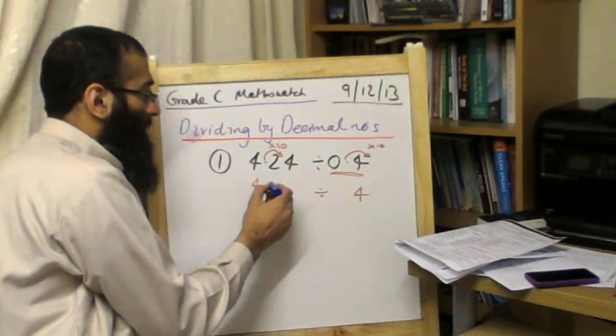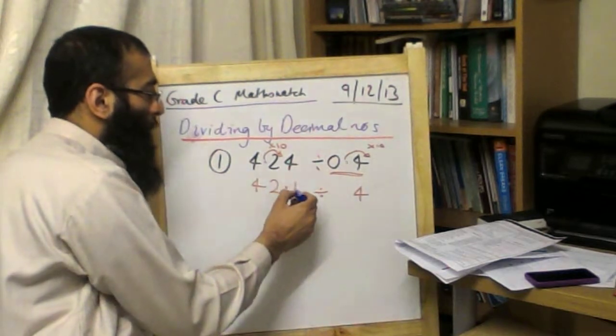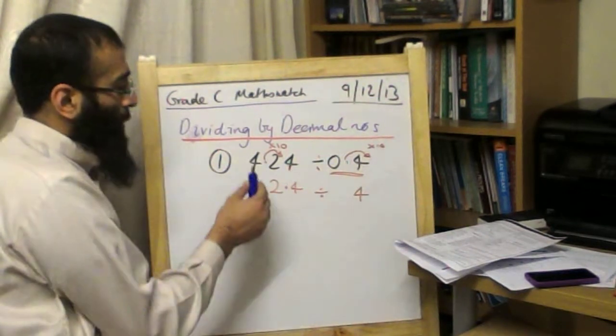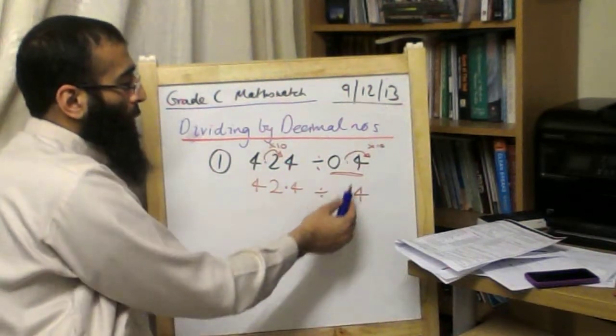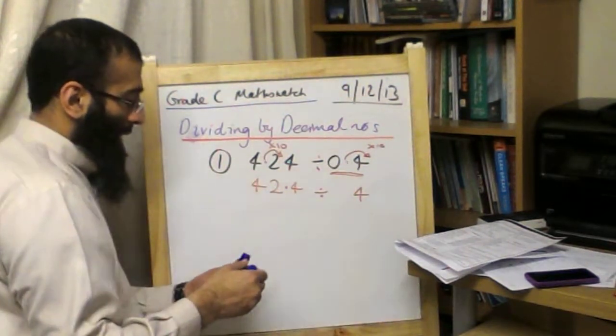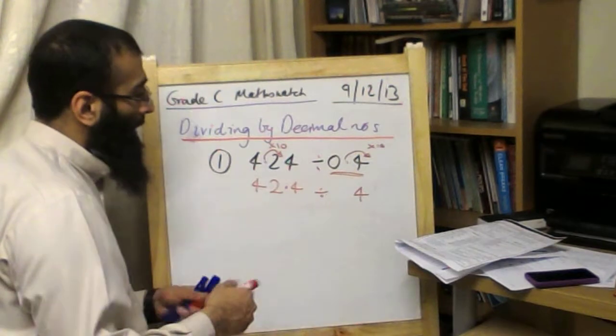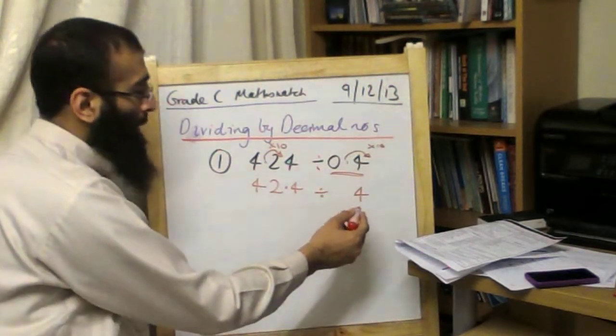So now the question is transformed into its equivalent question. So 4.24 becomes 42.4, 0.4 becomes 4, and that is a much happier situation for us to be in, because we are dividing by a nice whole number.